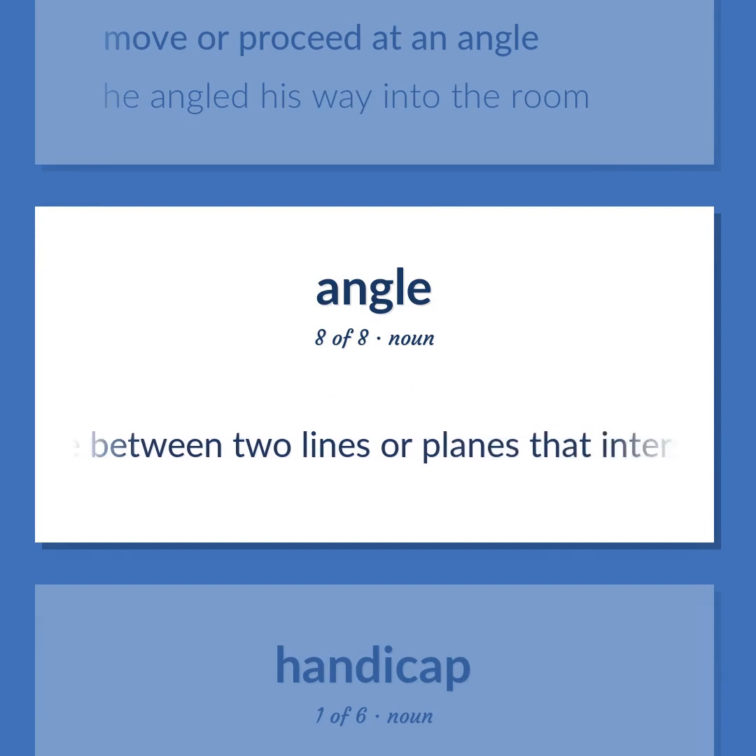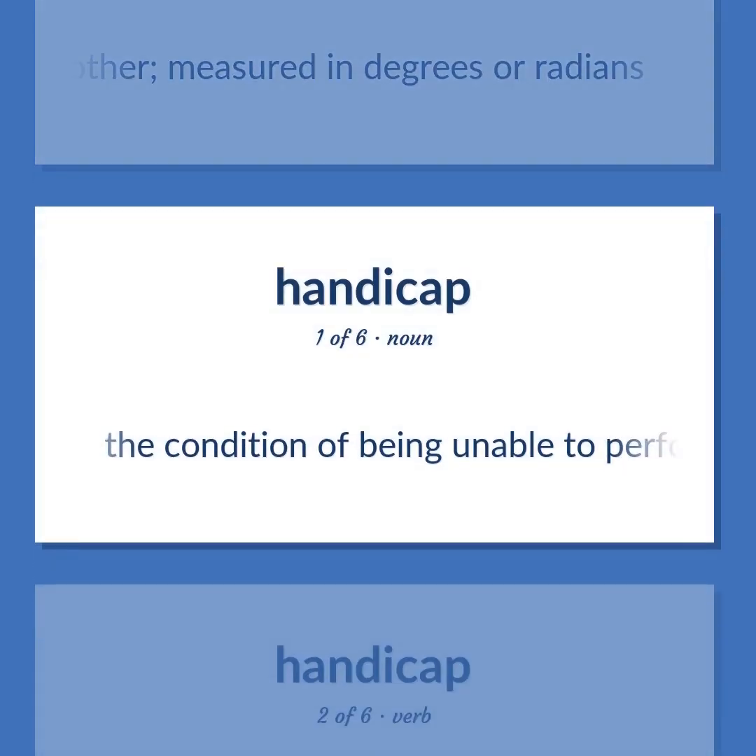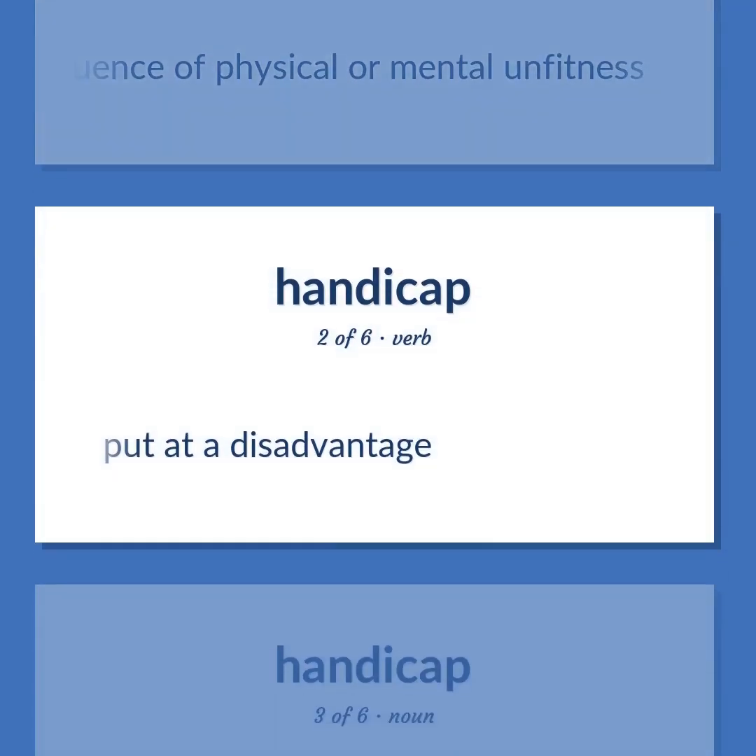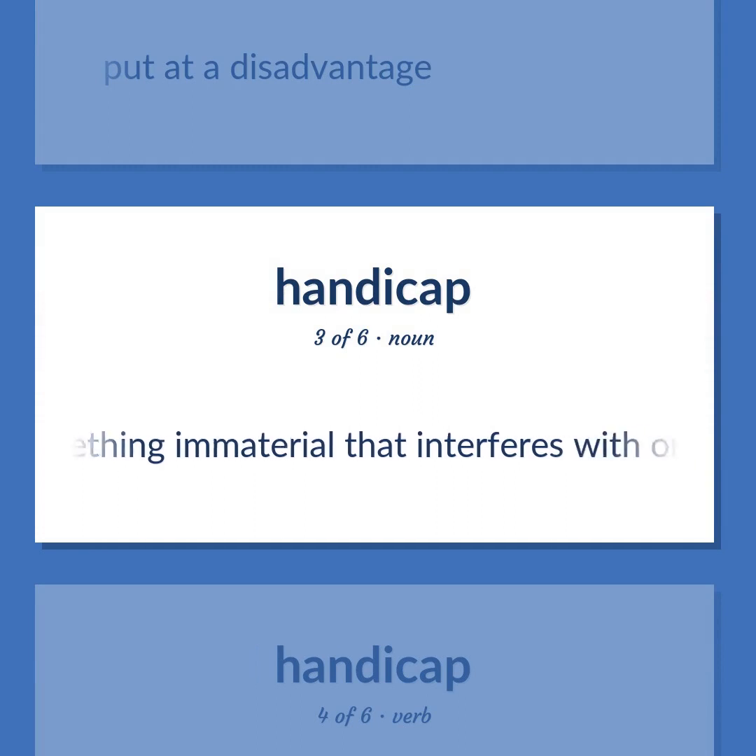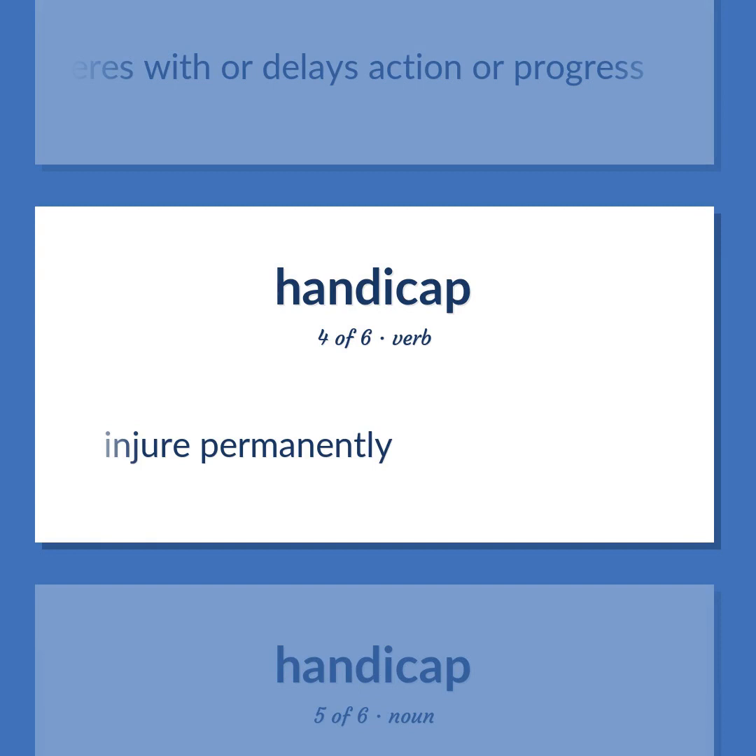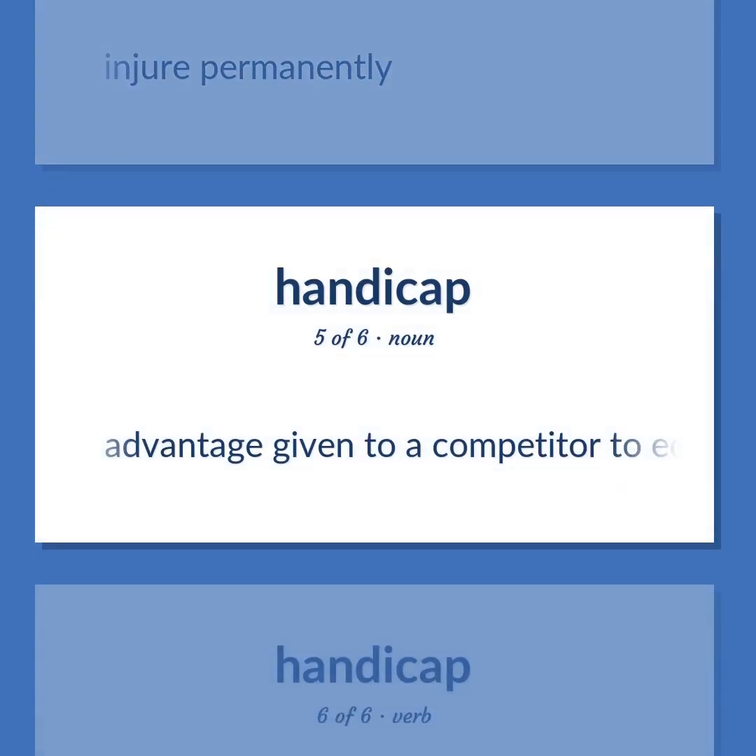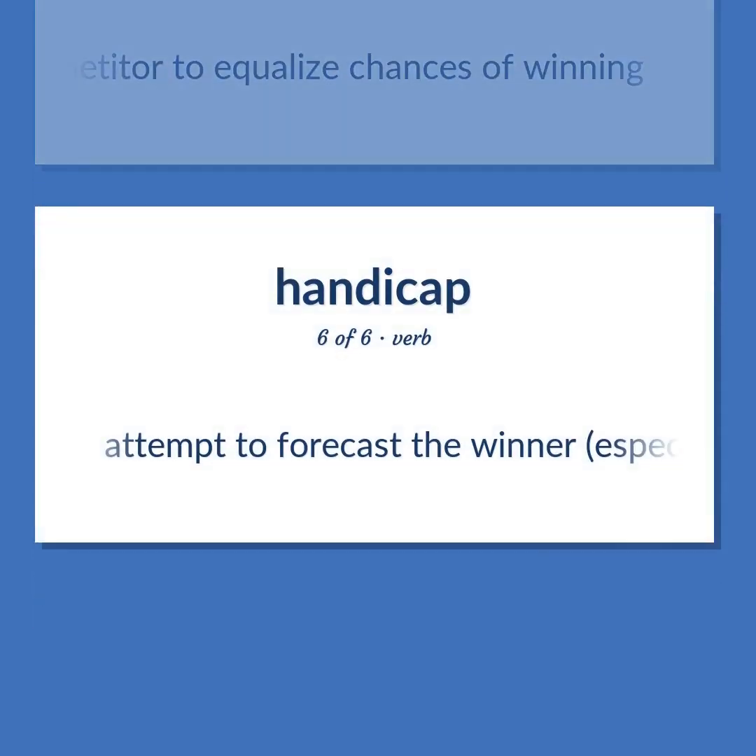The space between 2 lines or planes that intersect. The inclination of one line to another, measured in degrees or radians. The condition of being unable to perform as a consequence of physical or mental unfitness. Put at a disadvantage. Something immaterial that interferes with or delays action or progress. Injure permanently. Advantage given to a competitor to equalize chances of winning. Attempt to forecast the winner, especially in a horse race, and assign odds for or against a contestant.